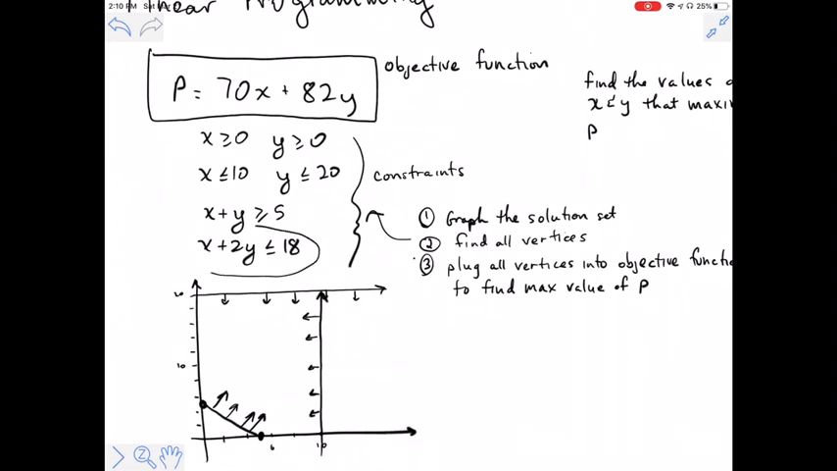And finally here, x plus 2y is less than or equal to 18. If I want to find the y-intercept, I'm going to let x equal 0. If x is 0, then 2y equals 18, y equals 9. So y equals 9 is right there. If I want to find the x-intercept, I let y equal 0, so x equals 18.